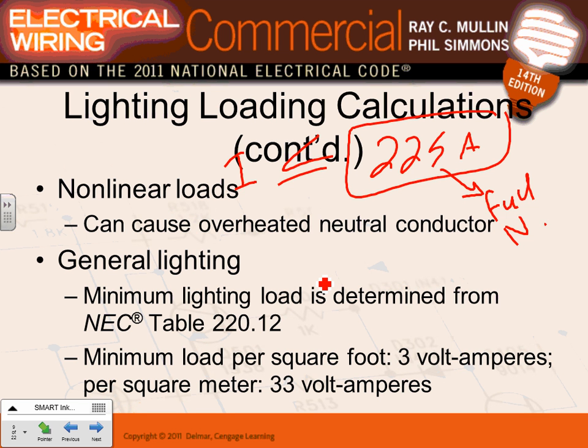Okay, so then general lighting load. For general lighting, you take the lighting load that's coming from this table, guys, which is 3 volt-amperes per square foot.